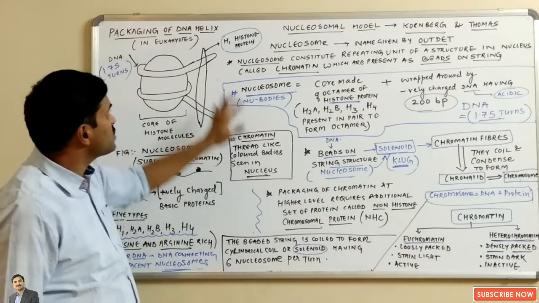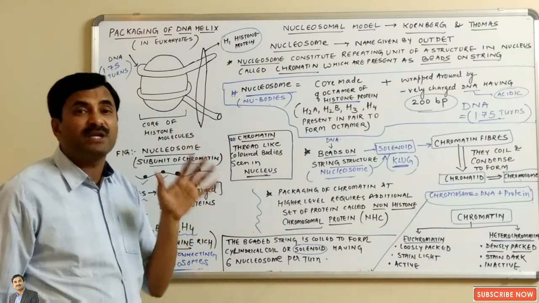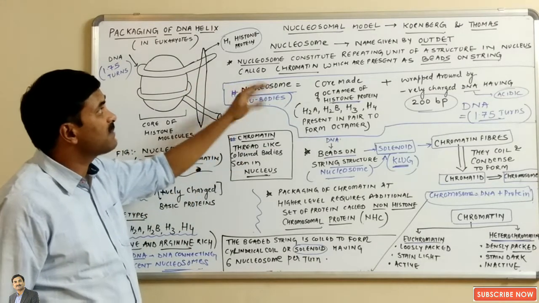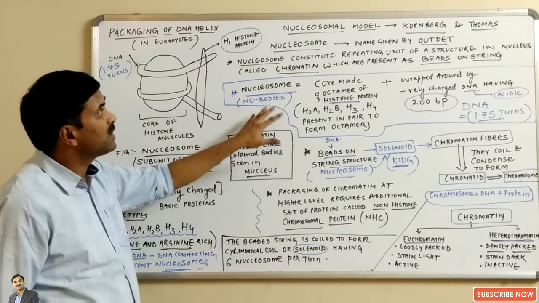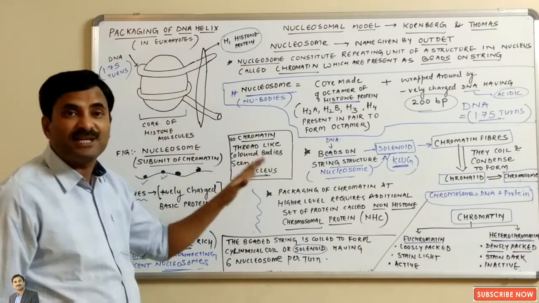So students, this was all about the packaging of the DNA helix. You must know about it. Many times questions are asked in competitive exams from this area. So this was the total information about the nucleosomal model, or the packaging of the DNA helix in the case of eukaryotes.